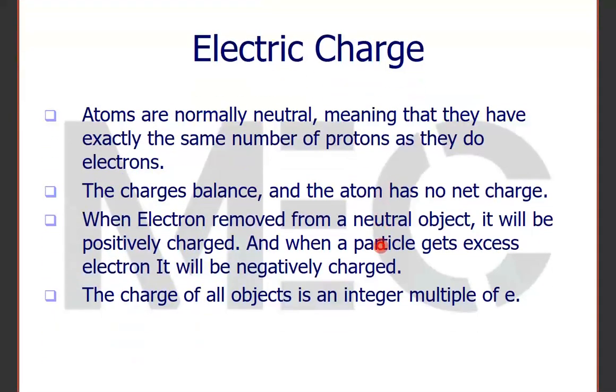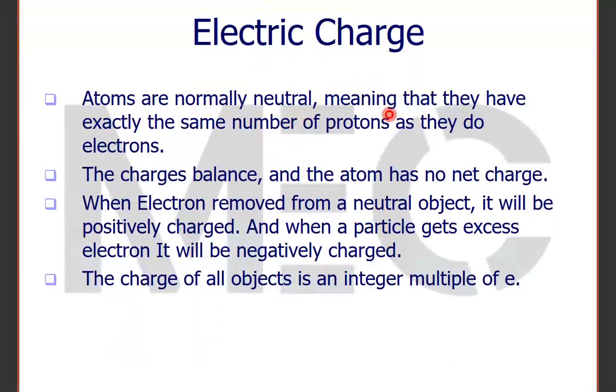Atoms are normally neutral, meaning that they have exactly the same number of protons as they do electrons. The charges balance and the atom has no net charge. When an electron is removed from a neutral object, it will be positively charged. And when a particle gets excess electrons, it will be negatively charged. The charge of all objects is an integer multiple of e.